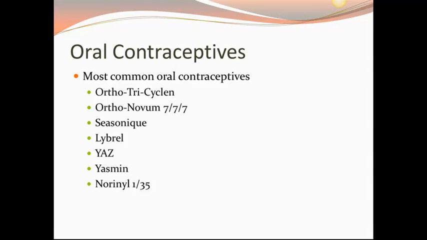Some common oral contraceptives are Ortho-Tri-Cyclen or Ortho-Tri-Cyclen Lo, which has a lower hormone level of progesterone, Ortho-Novum 7/7/7, Seasonique, Lybrel, Yaz, Yasmin, or Norinyl 1/35. And these are just the amounts of hormones. This one's more consistent. This one has less hormone in it.